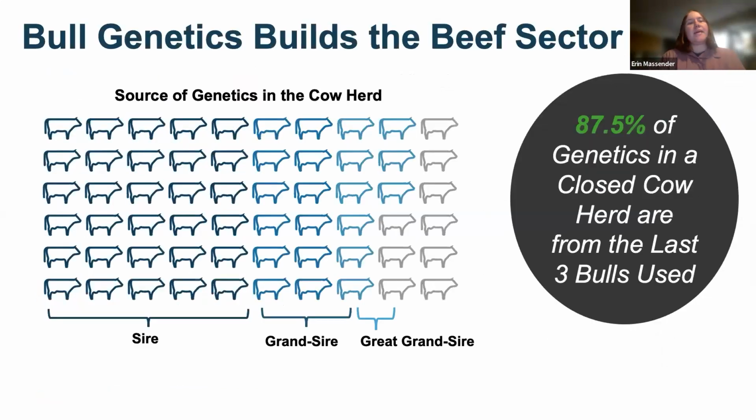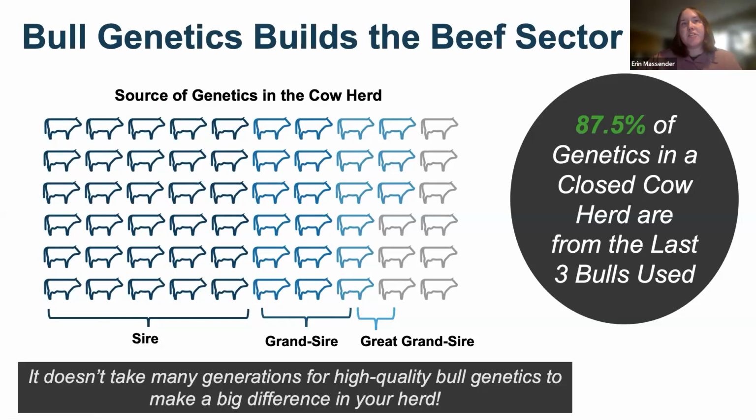So why we should care about bull genetics is that in our typical cow herd where we're breeding our own replacements, 87.5% of the genetics in that herd are actually from the last 3 bulls used. So 50% from the sire, 25% from the grandsire, and 12.5% from the great grandsire. So it really doesn't take all that many generations for a high quality bull to make a big difference in your herd.